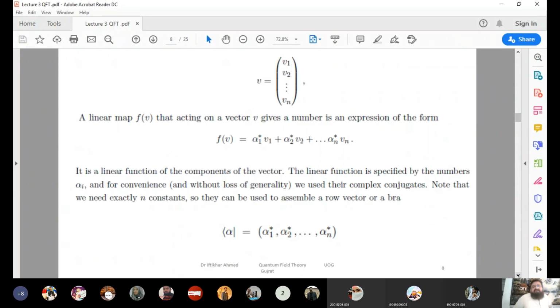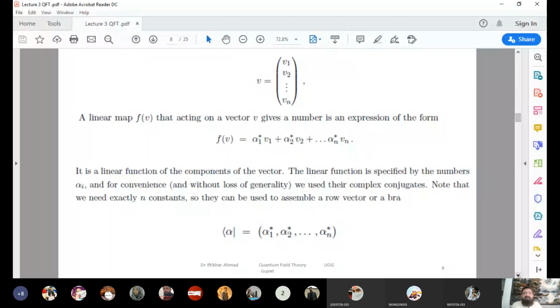If we take a vector V in the form of V1, V2, up to Vn, we already told you that our vector space is an n-dimensional vector space. So any vector has n components, V1, V2, up to Vn. Here we are taking V as a column vector. Do you know the definition of a linear mapping in linear algebra? You already know that from studying vector spaces. Linear mapping and linear transformation are similar things.